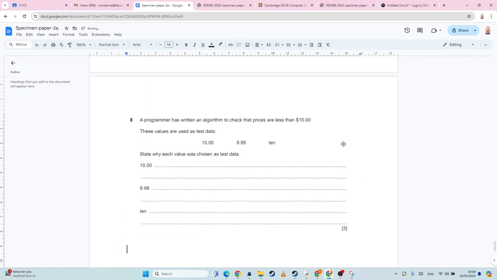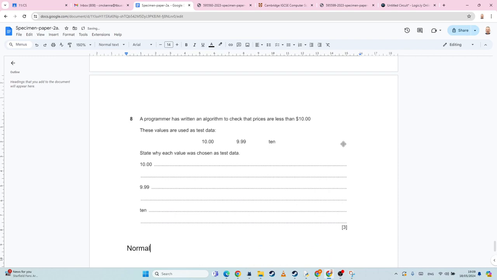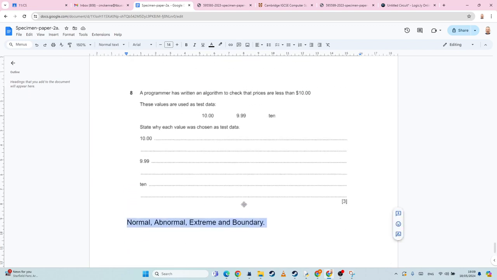So we need to think about normal, abnormal, extreme, and boundary. Okay, so those are going to be our 4 keywords. Whenever we see test data, probably our answers need to be centered around these things. I can't promise you, but chances are.